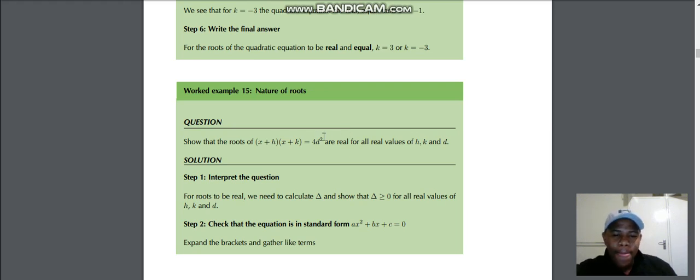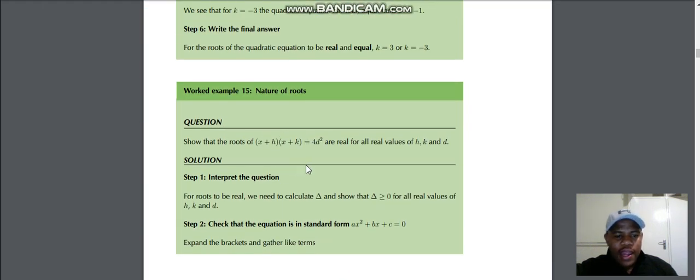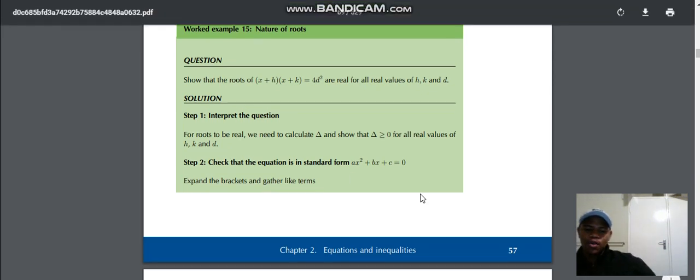So what you would have to do is first multiply that. Let's first really think about interpretation. For roots to be real, we need to calculate the discriminant and show that the discriminant is greater than 0 for all real values of h, k, and d. Now, when you look at that, it's not clear how you're going to show that exactly. But when you get problems like these, do the normal thing that you do. Something from what you do is going to pop up, and you're going to be like, oh, okay, now I can see where I have to make this conclusion.